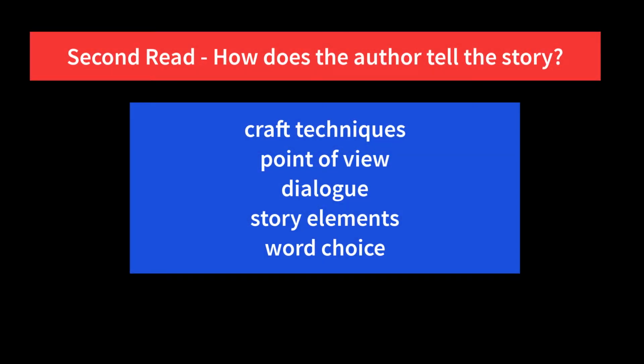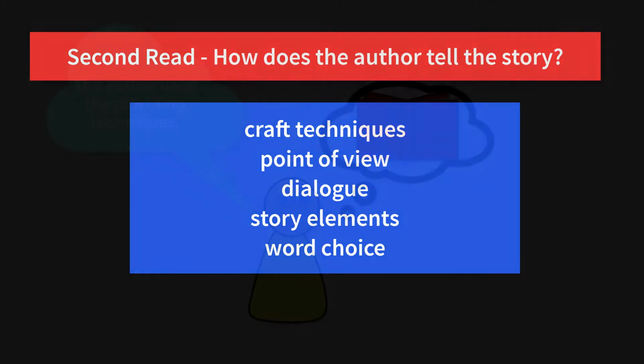You're going to read the text again, a second read. But this time, you'll have a different purpose. For this read, your purpose is to examine how the author wrote his story. What are the craft elements? Think about point of view. What is the dialogue? Does it change? How are the characters portrayed? What words does the author use?